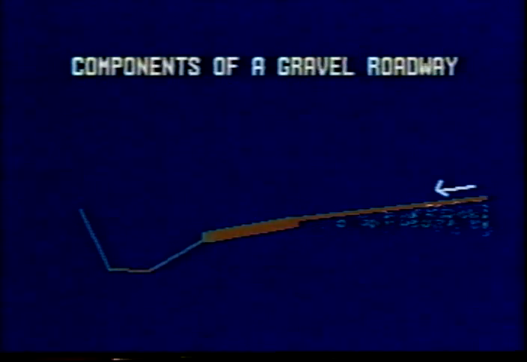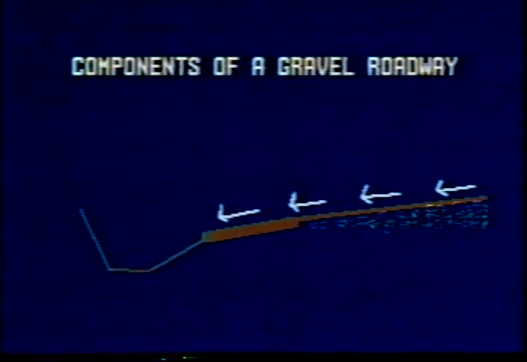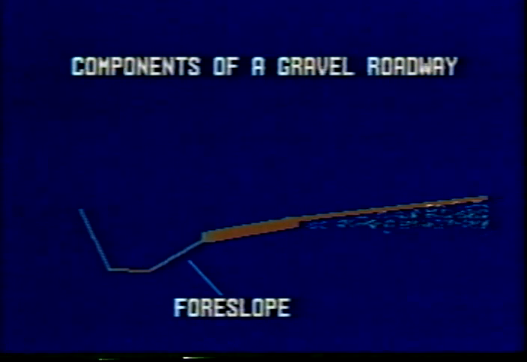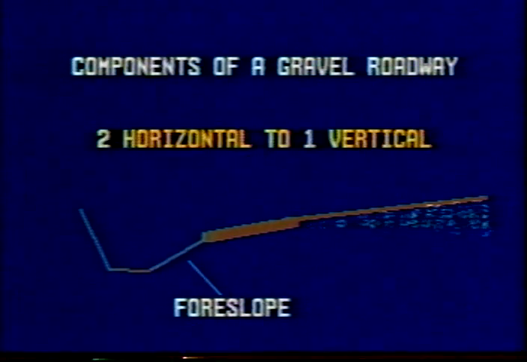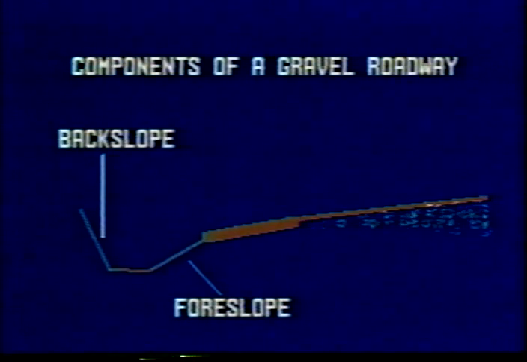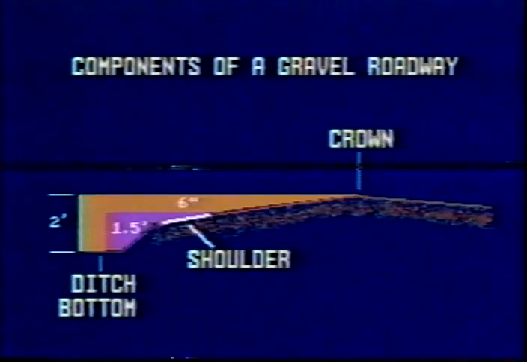The ditch carries water away from the roadway and has both a foreslope and a backslope. The foreslope must be greater than the slope of the shoulder. 2 horizontal to 1 vertical is typical. The backslope can be even steeper if clay is part of the subgrade. In any case, the ditch bottom should be well below the crown of the wearing surface. 2 to 3 feet below is normal.